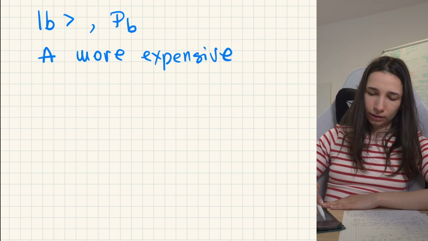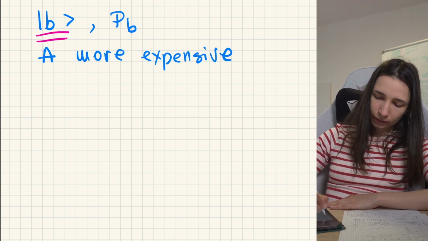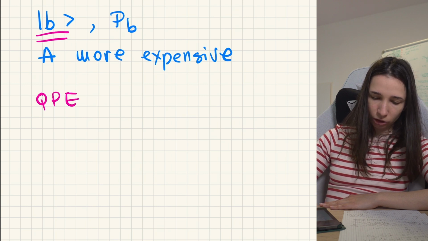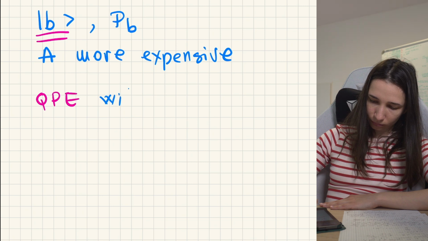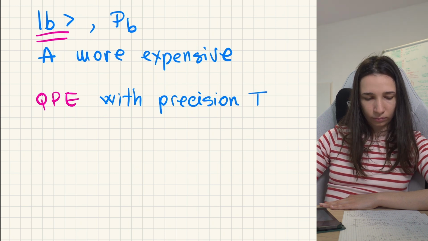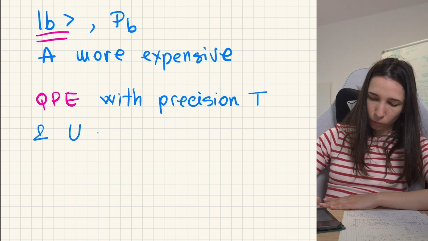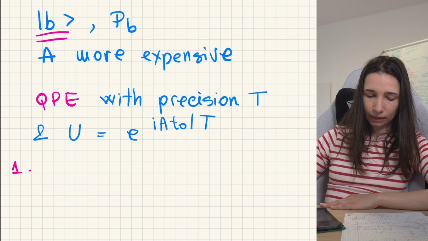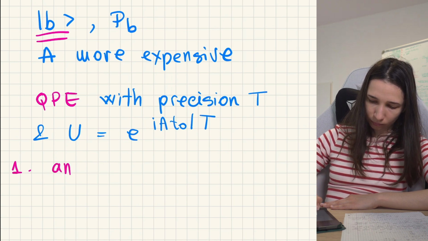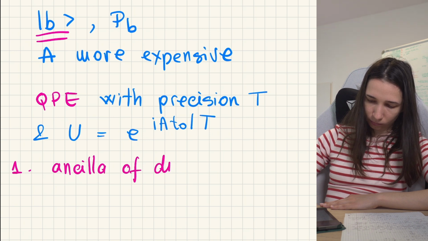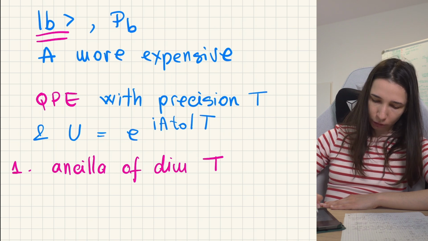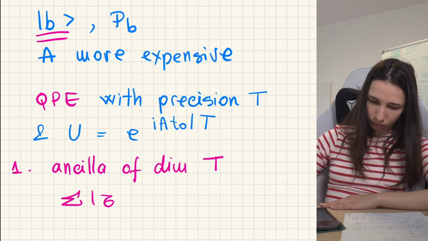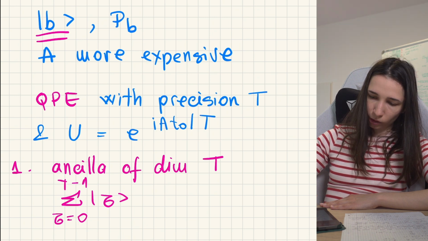So as we said, HHL starts with preparing the state b, and then it applies quantum phase estimation with precision T. And U is just the exponential of i A t_0 over T. This is done in 3 steps. The first one, we prepare an ancilla state of dimension T in a uniform superposition. We call this the clock register.